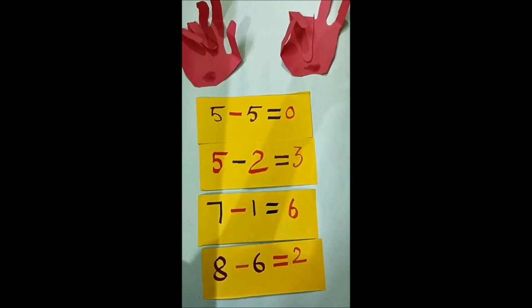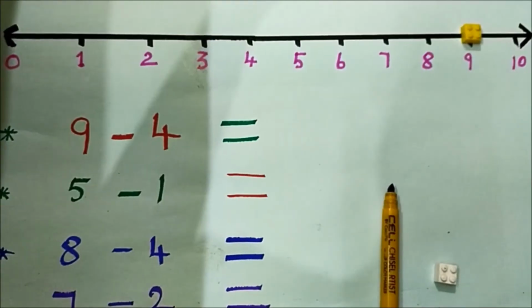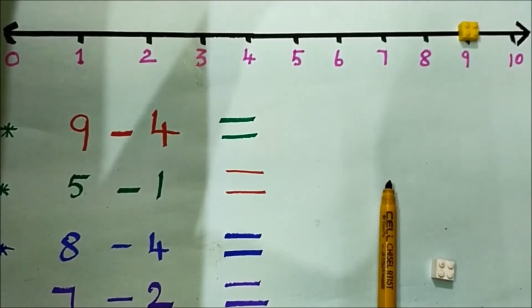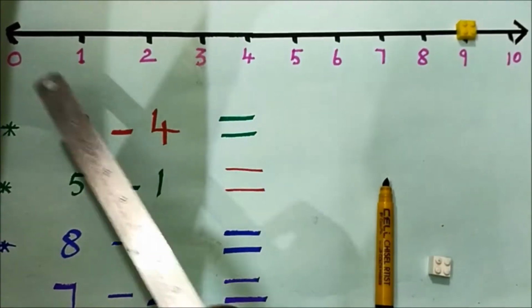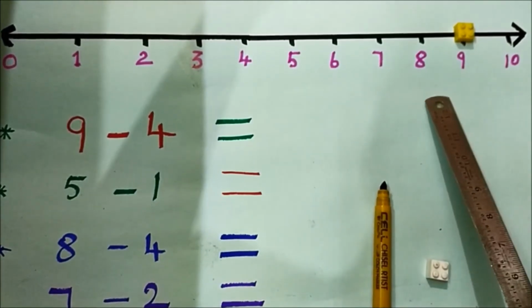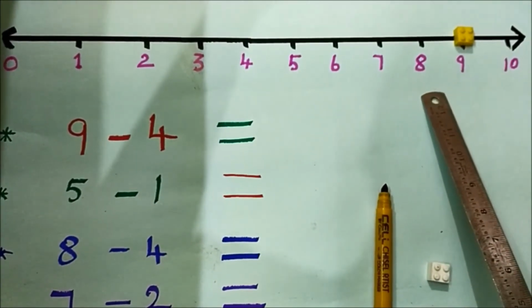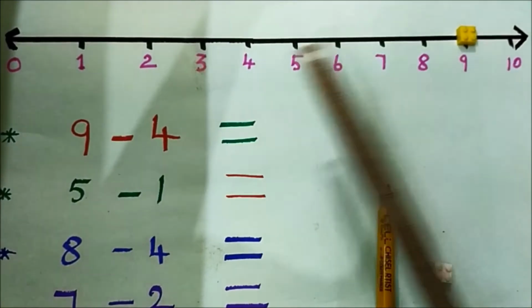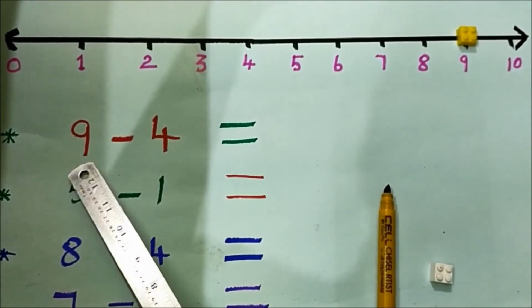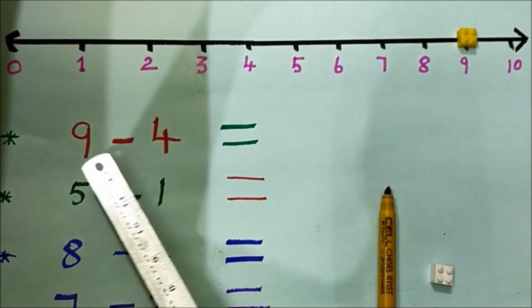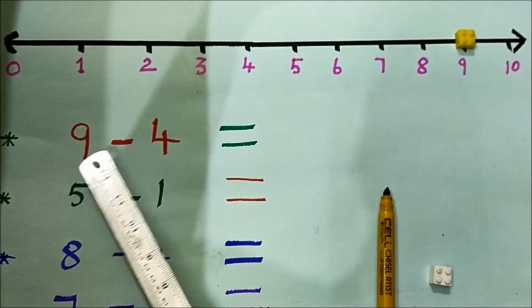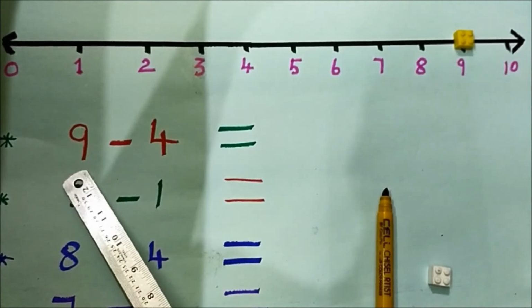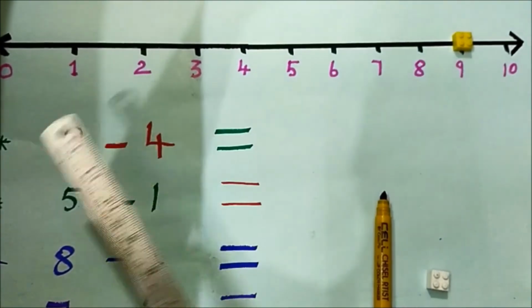Okay. Now we're going to see another activity based on subtraction. What is this? What is this name? Number line. So now we're going to see subtraction using number line. What is the first sum? 9 minus 4. We're going to subtract 4 from 9, that is, take 4 from 9.